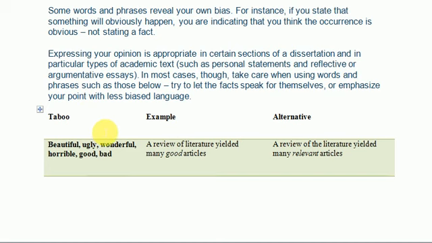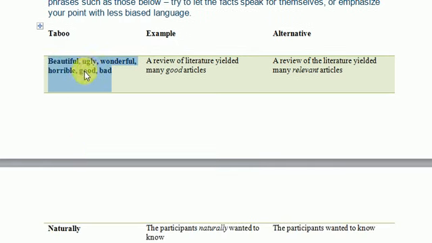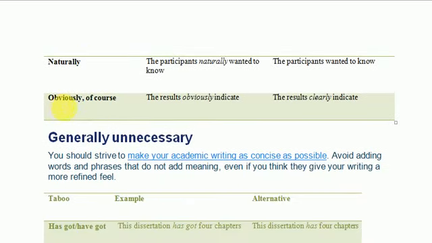There are some other words, for example beautiful, ugly, wonderful, good, bad, and horrible. We are not going to give our own opinion there. So all these words belong to our own opinion, and we should avoid them. And for example, obviously and of course, we massively use these words in our speaking. We also use these words in our informal writing, in our emails and messages. But these words are not liked in a research article.